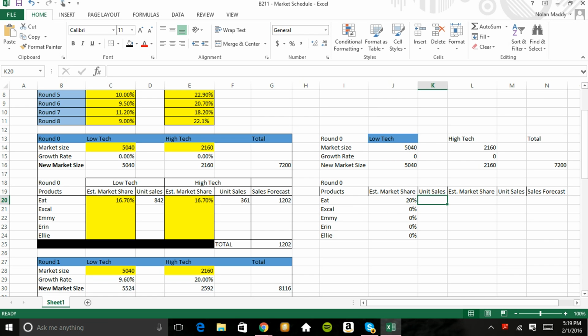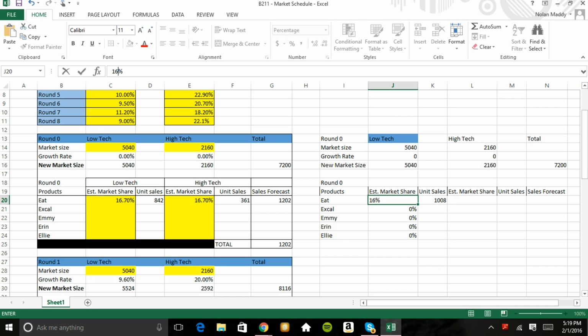So this is what you're going to do for unit sales. What is 20% of if we have that as a whole market? So we hit equal sign, our new market size, which is 540,000 or 540. We multiply it by the percent. That's going to give us how many units of sales we are projected to sell. For instance, here it says 16.7.